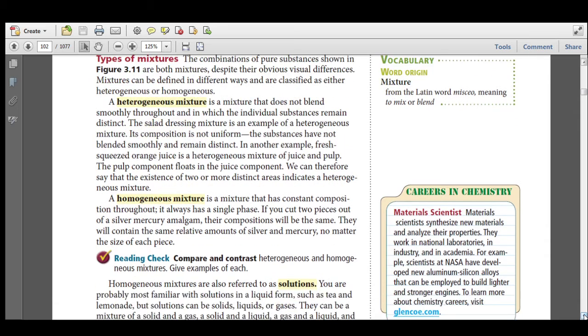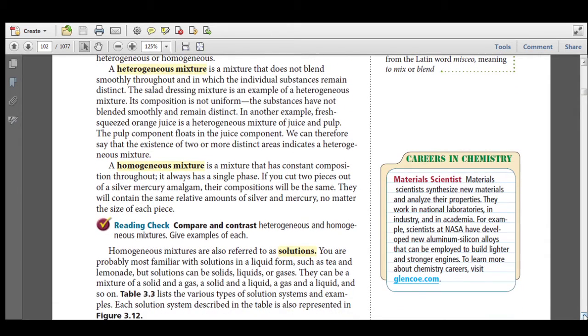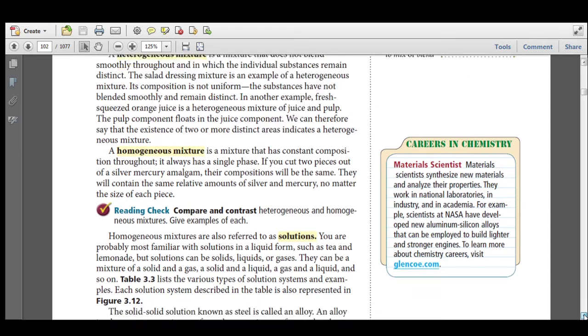A homogeneous mixture is a mixture that has constant composition throughout. It always has a single phase. If you cut two pieces out of a silver-mercury amalgam, their components will be the same. They will always contain the same relative amounts of silver and mercury, no matter the size of each piece.